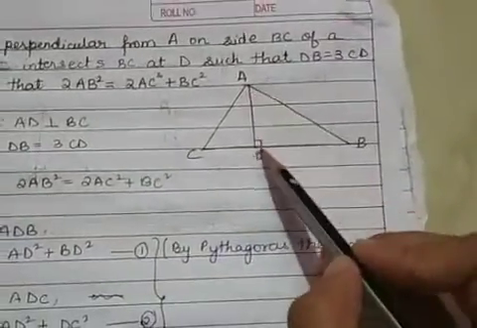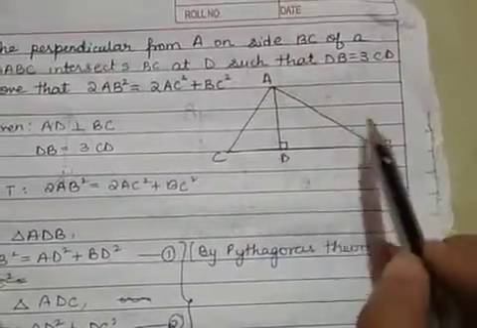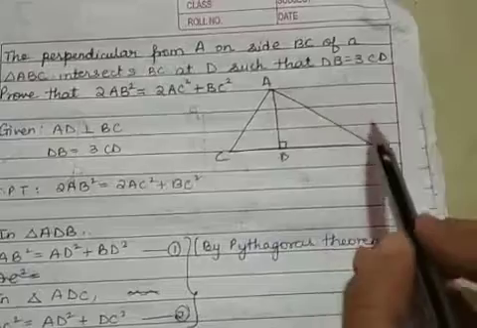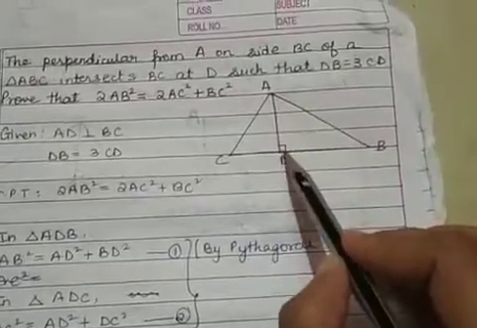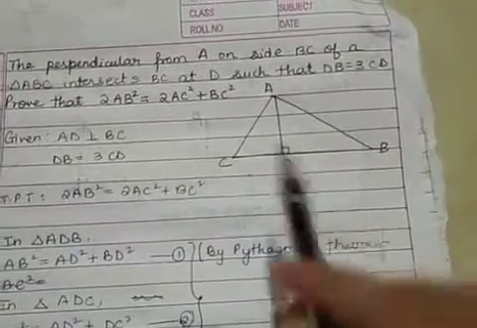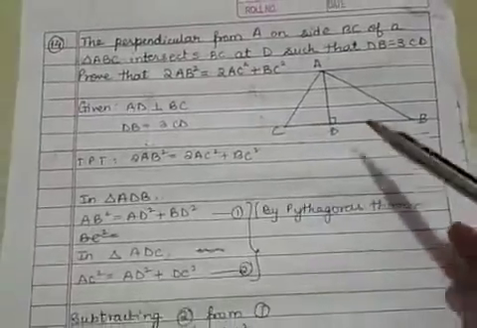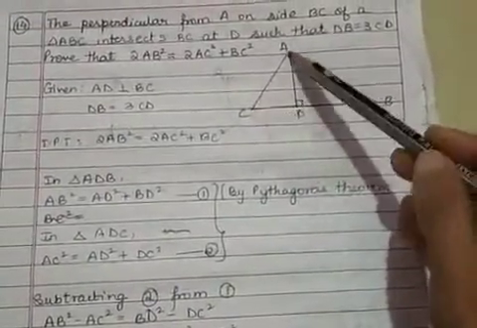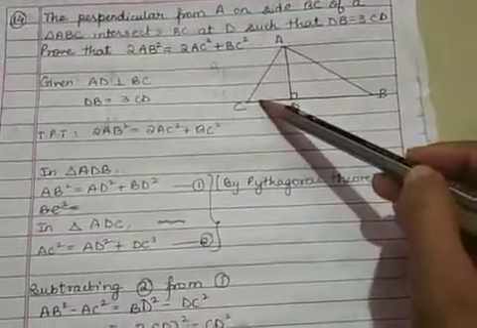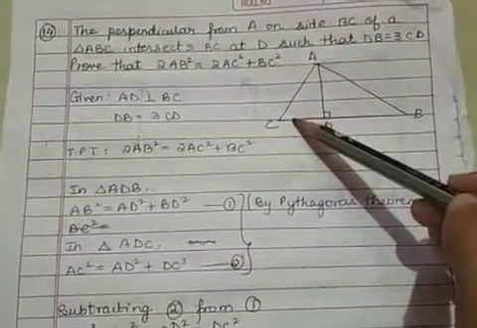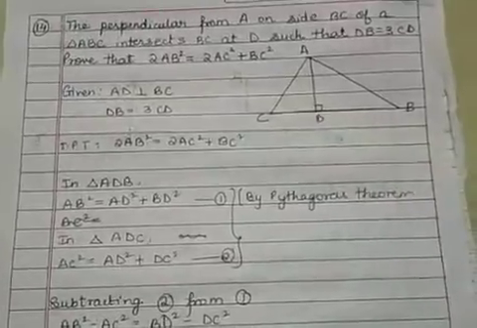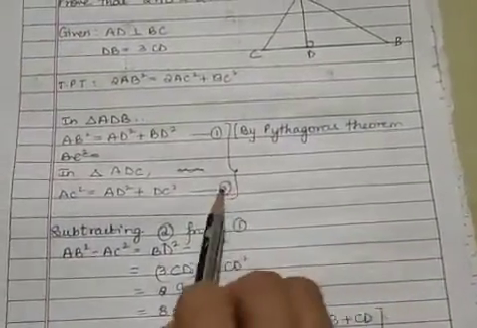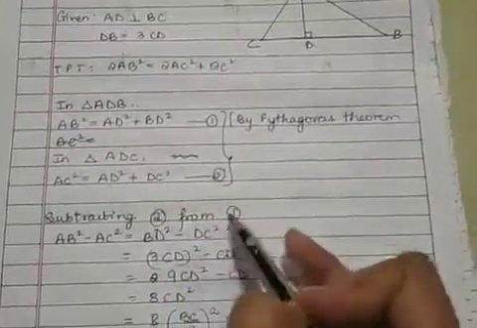Now in triangle ADB, we will get AB square. So in triangle ADB, AB square is equal to AD square plus BD square by Pythagoras theorem. Similarly, in triangle ADC, we have AC square is equal to AD square plus DC square. Let us number these equations as 1 and 2. Now what I will do here is, I will subtract equation 2 from equation 1.